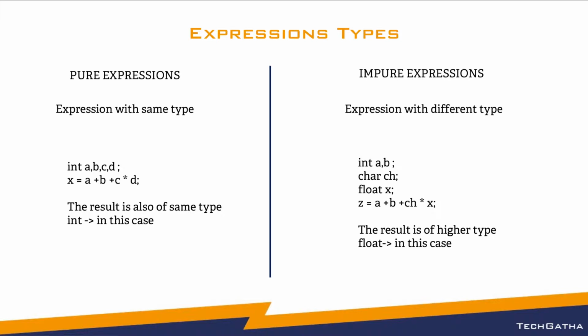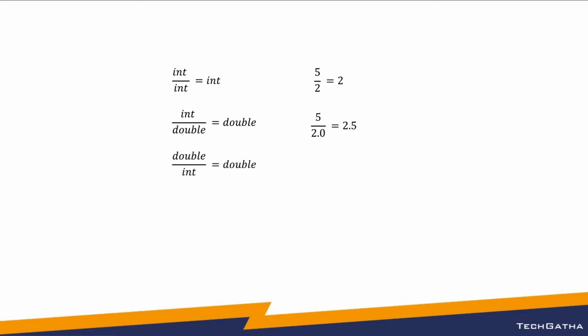So this is how expressions are evaluated and the type of result is returned. It is very important to understand that if in an expression we have two integers, the result is an integer. For example, 5 divided by 2 gives you 2. If any one value is of type double, the result is the higher type, that is double. Whether the double is in the numerator or the denominator, the result is of type double. And if both values are of type double, definitely the result is also of type double.